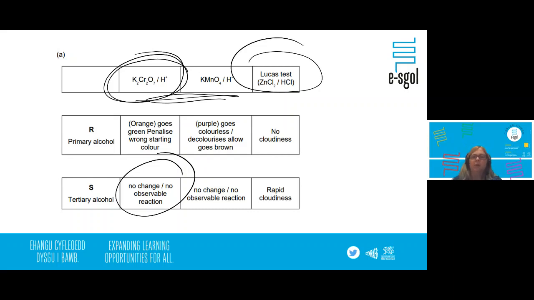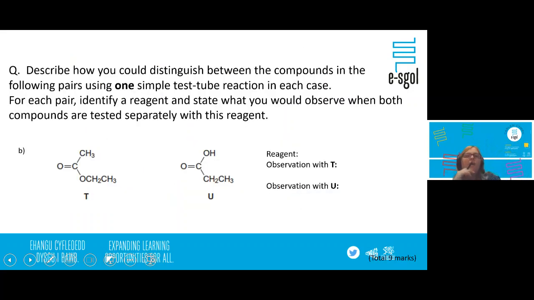So, another sort of question that you could ask. Oh, it has gone on strike. Right, there you go. Describe how you can distinguish between the compounds in the following pairs using one simple test. So it's the same question, but this time we've got an ester. As I said, first step here, identify your organic family. What are you looking at? You're looking at an ester there, and that is a carboxylic acid.